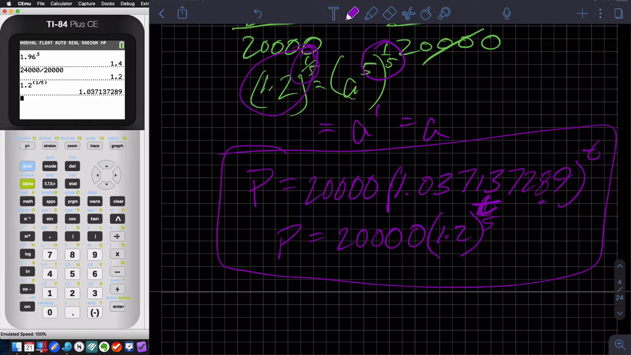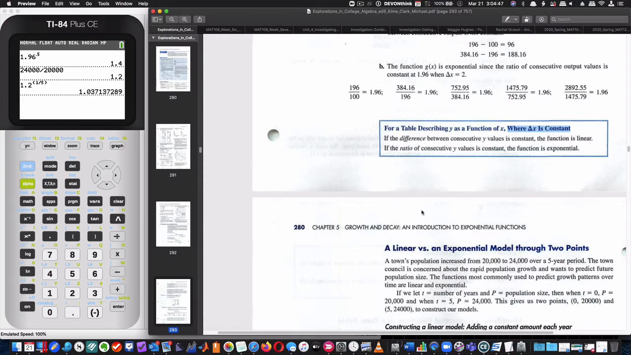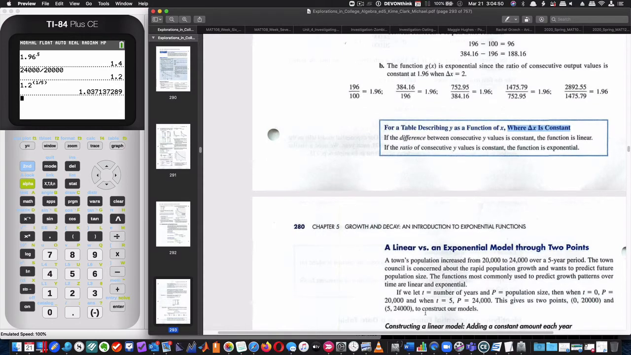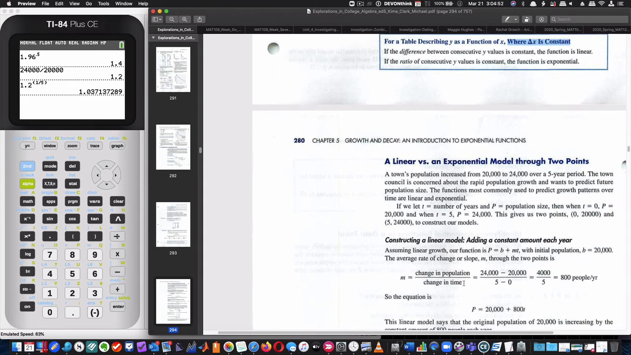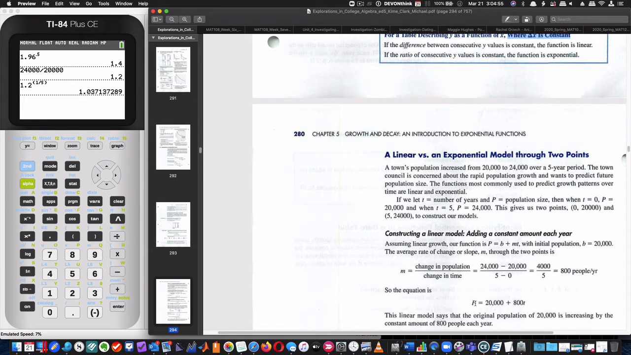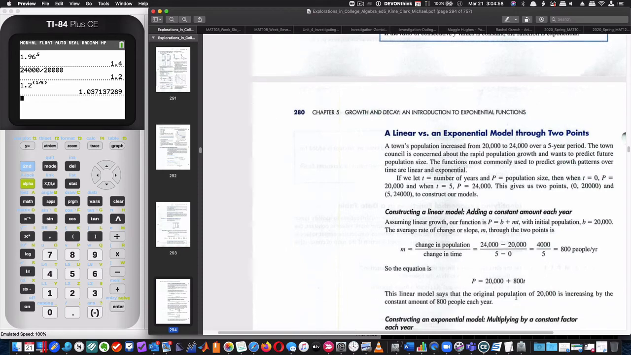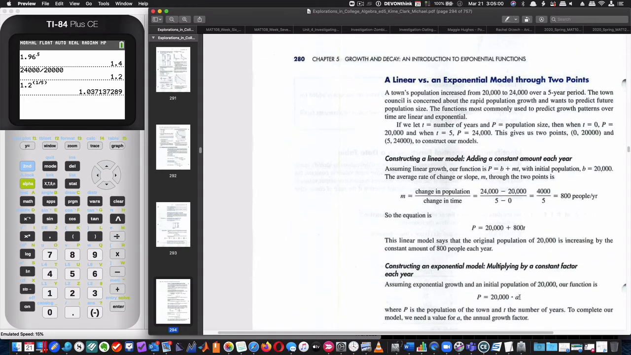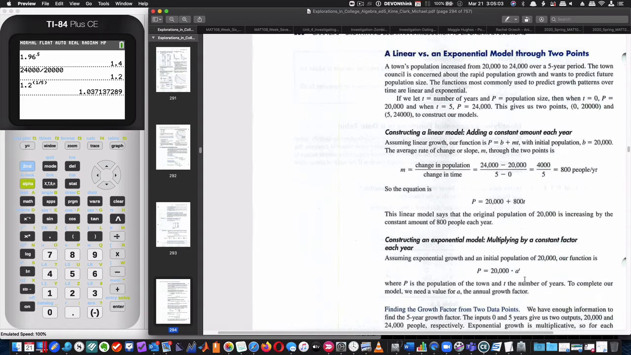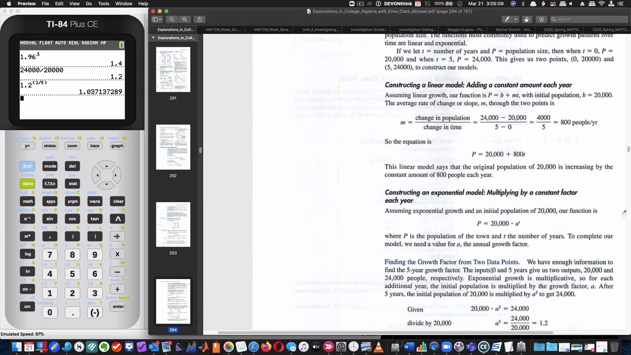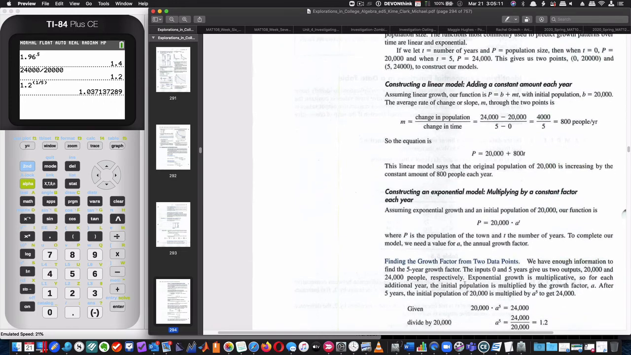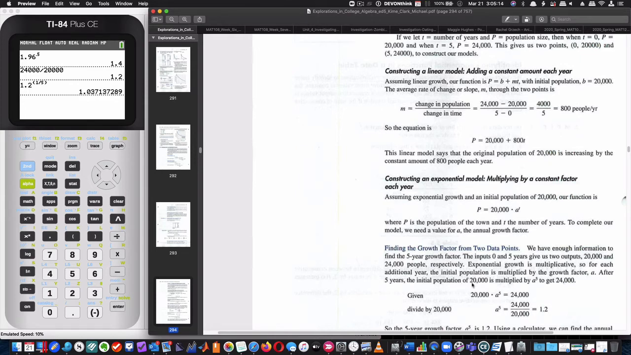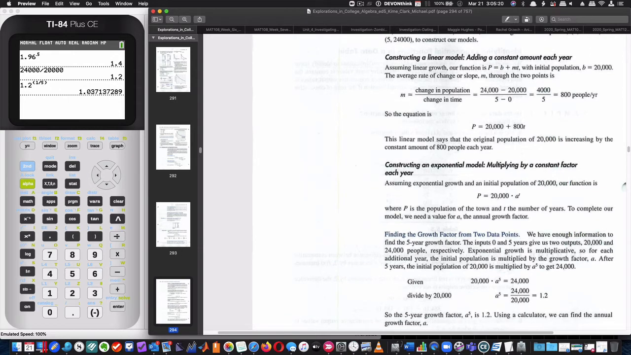So let's see what the question actually asked us to do. They talk about this information and the two points that we can get, and they constructed a linear model, and that, of course, is what we got as well, P equals 20,000 plus 800 T. And then constructing an exponential model, they're going to do exactly what I suggested. They skipped that long way and just inserted the initial population, and then they used the two data points. And again, if one of the data points is not your initial amount, it becomes a cumbersome exercise for you guys at this point in time. Hopefully later in the semester it won't be as cumbersome.